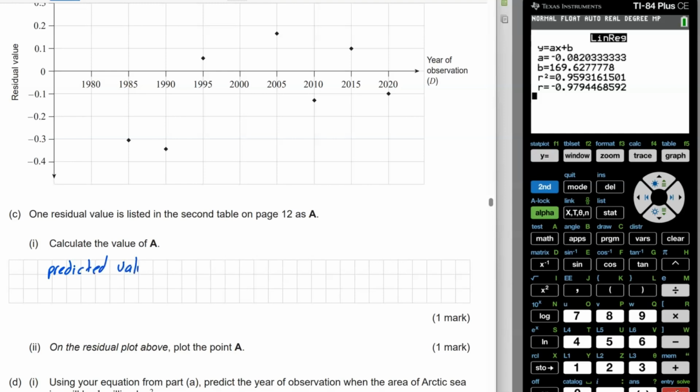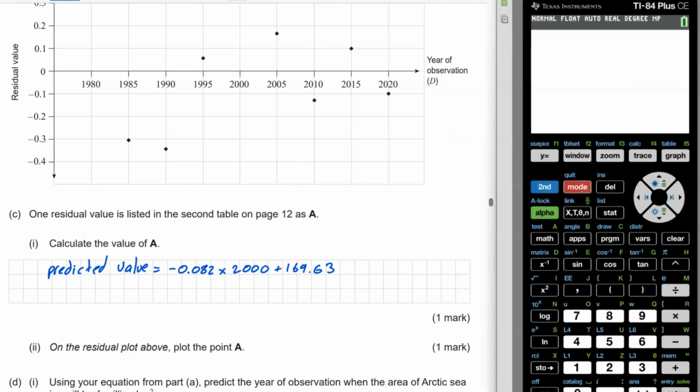So you've got predicted value, and that's equal to, using our equation, negative 0.082. It was in the year 2000 that we had the missing value, plus the 169, and I think we're going to use 2 decimal places, 0.63. And we'll see what that equals: negative 0.082 times 2000, and then we want to plus 169.63, and we get that it's equal to 5.63.